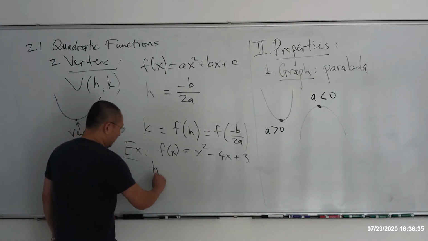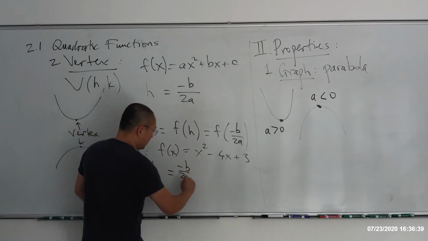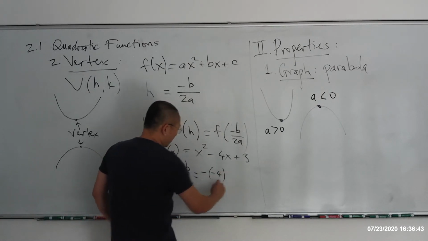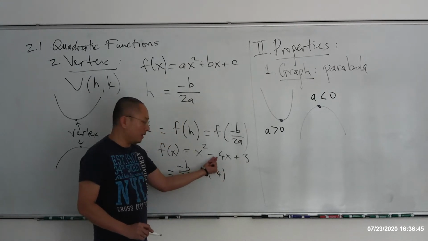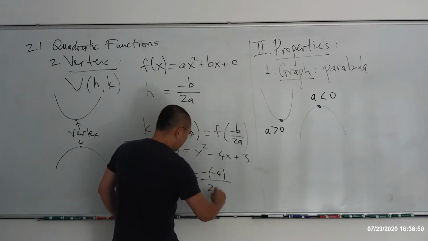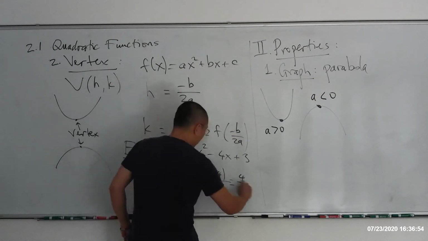So apply the formula. h is negative b over 2a. Look at the numbers. Negative of negative 4. This is b equal to negative 4. Okay. So negative of b is negative of negative 4, and over 2 times 1, because a here is 1, which is 4 over 2 equal to 2.